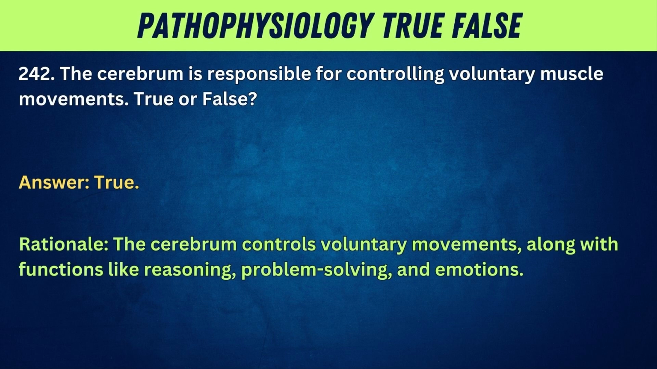242. The cerebrum is responsible for controlling voluntary muscle movements. True or false? Answer: true. Rationale: the cerebrum controls voluntary movements, along with functions like reasoning, problem-solving, and emotions.